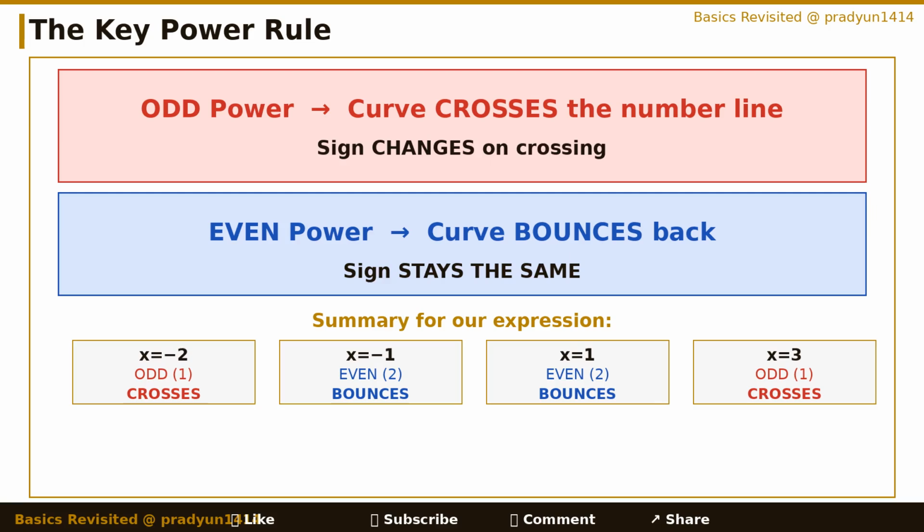Remember the key rule. Odd power means the curve crosses the number line and the sign changes. Even power means the curve bounces back and the sign stays the same.